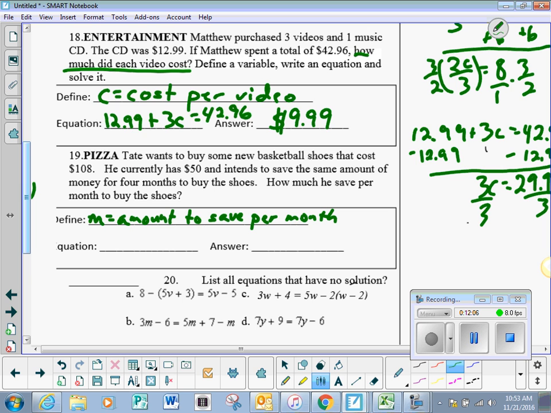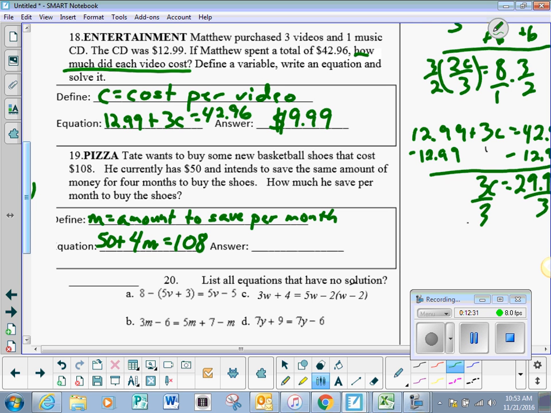Okay, how much is he saving per month? How much money does he have? $50. How much is he saving a month? We don't know, do we, Jesse? So he's saving for 4 months. He's saving a certain amount of money, and he needs $108. There's your equation.